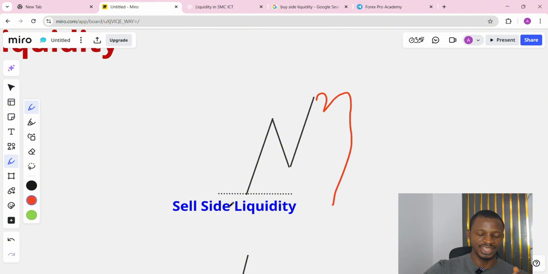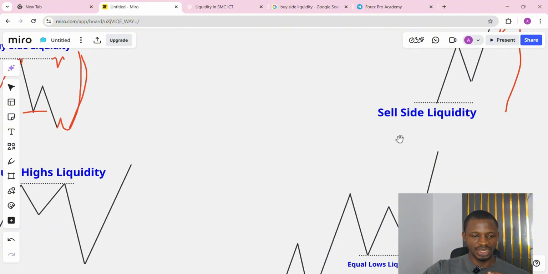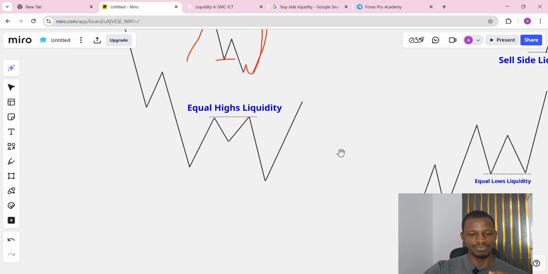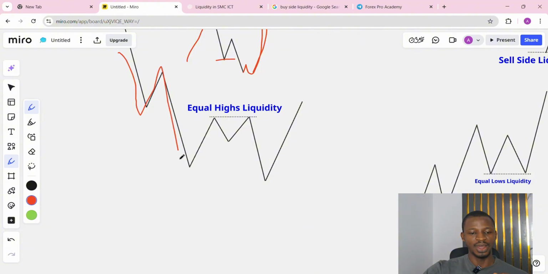So let's talk about the equal highs and the equal lows type of liquidity, because obviously you are going to see this type of liquidity forming in the market. Majority of the time it will happen more than the sell side and the buy side liquidity. So let me show you how to find the equal highs and the equal lows liquidity. This is the equal high liquidity formed in this trending market. Obviously you can see that the market was coming down initially, forming a series of lower low, lower high, lower low and lower high.